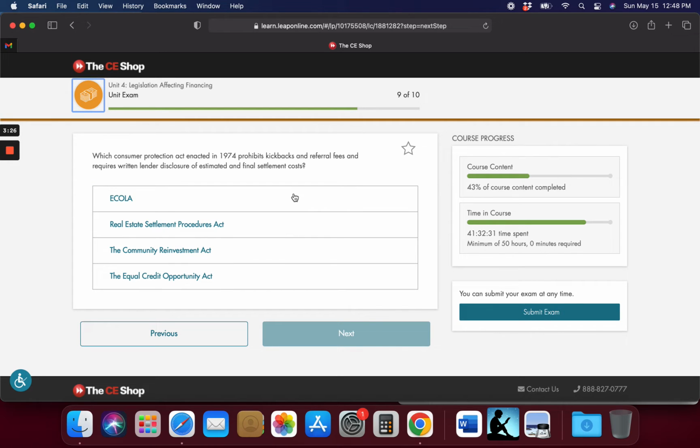All right, which Consumer Protection Act enacted in 1974 prohibits kickbacks, referral fees, and requires lender disclosures?